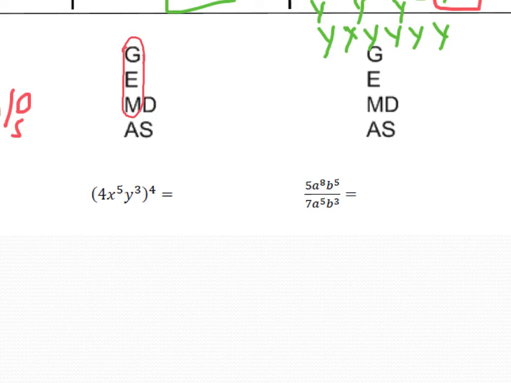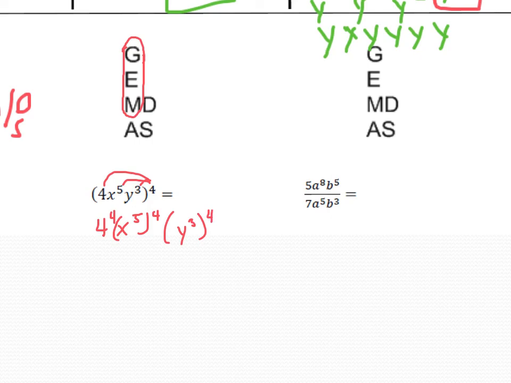Okay? So what does that mean? Well, first of all, I'm going to treat numbers like numbers. I'm going to take 4 to the 4th power. I always like to think this is distributing. It's going to be x to the 5th to the 4th power times y to the 3rd to the 4th power. So I group those together.